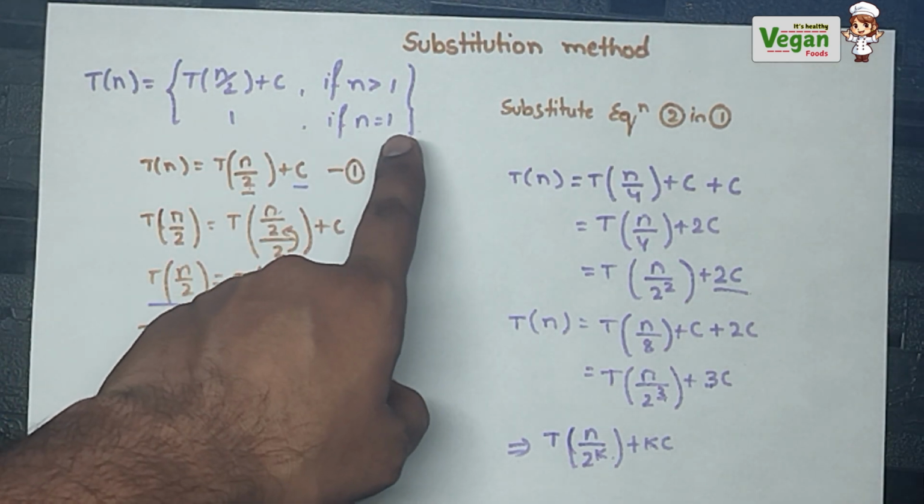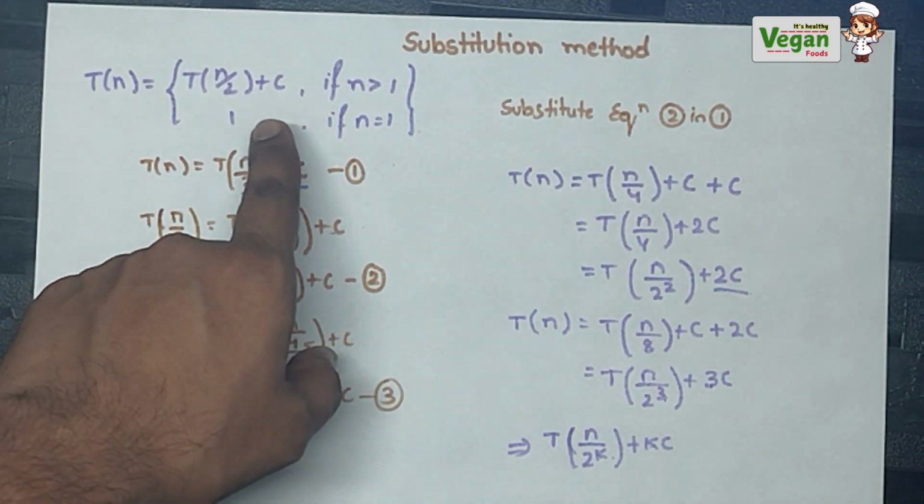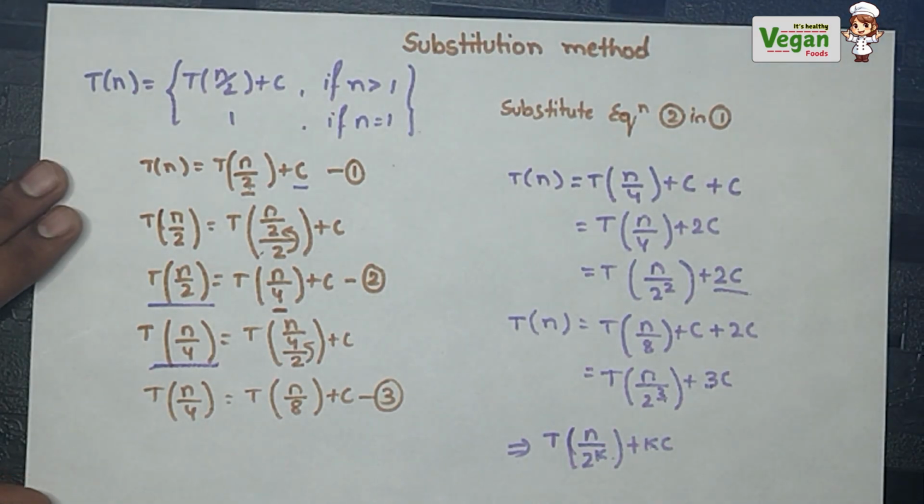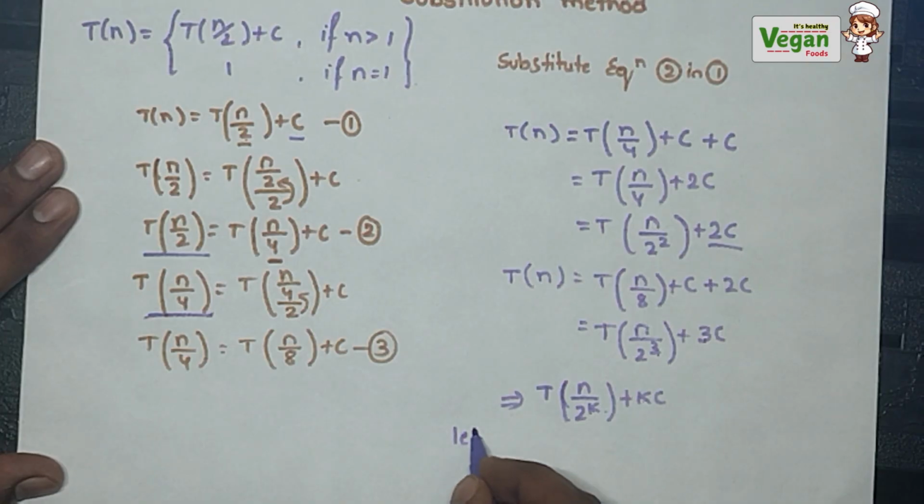So when the n value is equal to 1, the output will be equal to 1. So I must make the n value as 1, that is, T of n must be equal to 1. To turn it to 1, let n be equal to 2 power k.